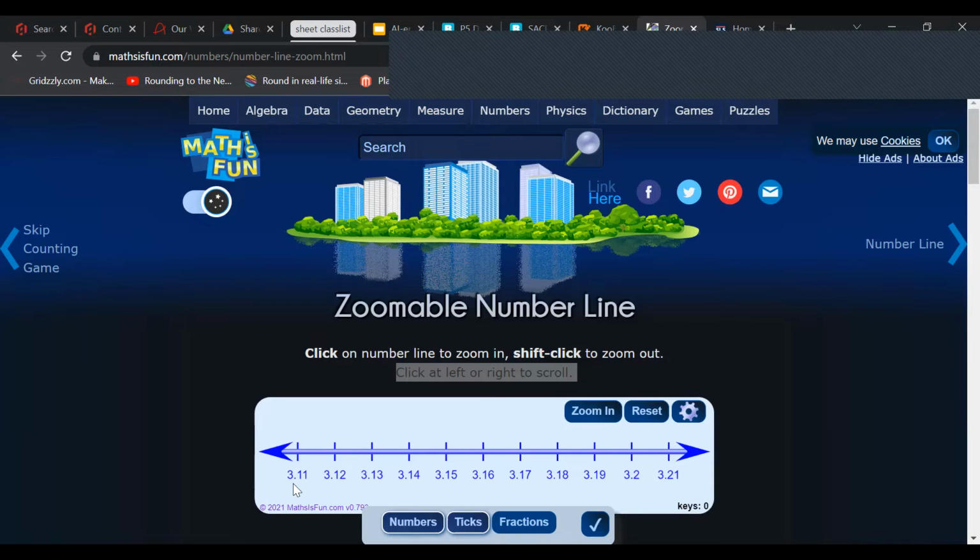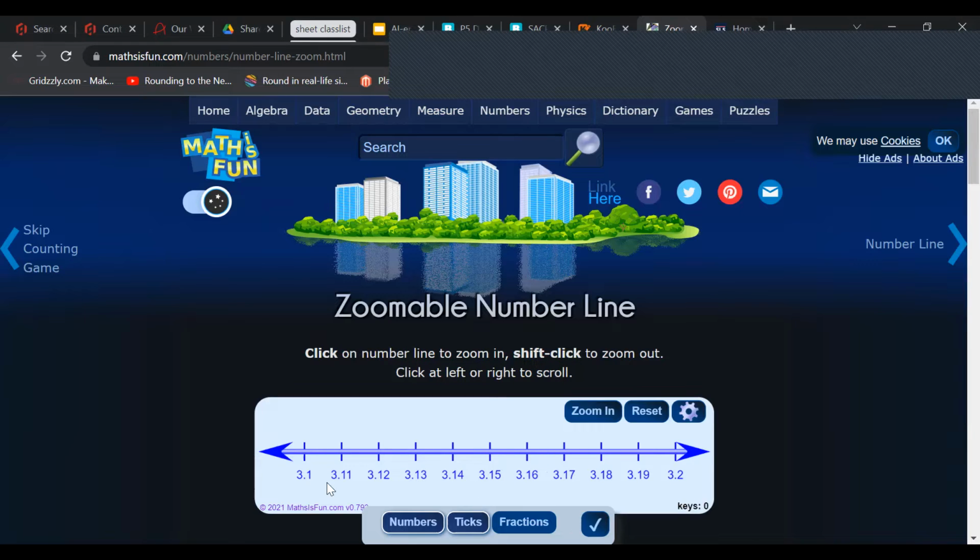Now, so 3.11, 3.12, 3.13, 3.14, 3.15, 3.16, 3.17, 3.18, 3.19, 3.2. And this is between 3.1 and 3.2. I can zoom in even further until you get to the thousands place. From 3.11, I can get 3.111, all the way to 3.119. Then I get 3.12. And I can see the fraction is up to 1,000 base as a denominator.